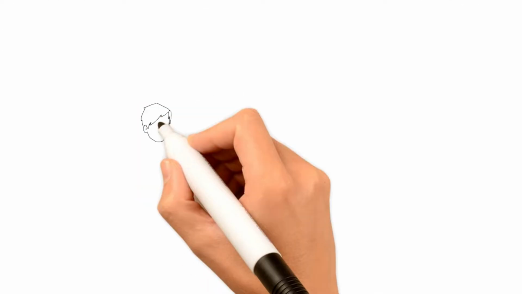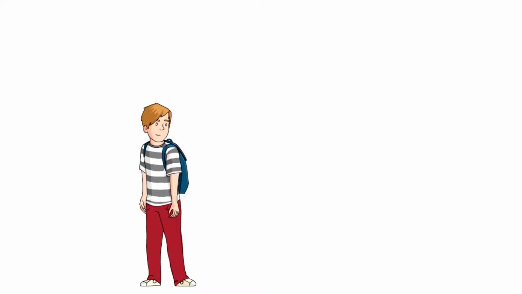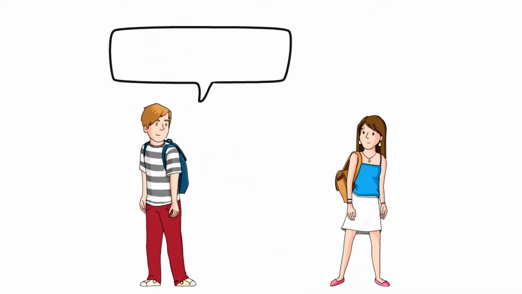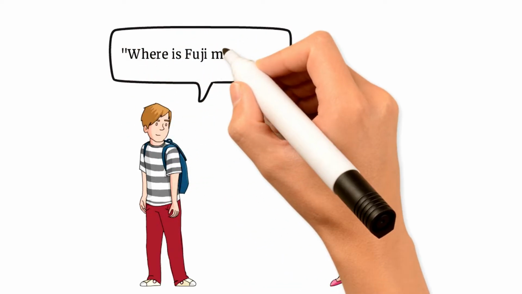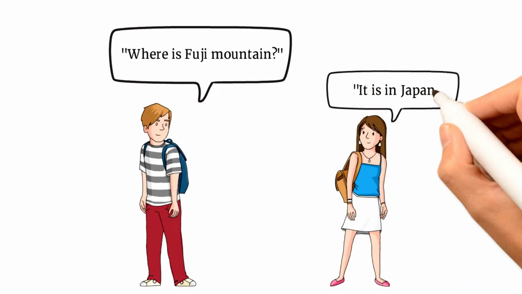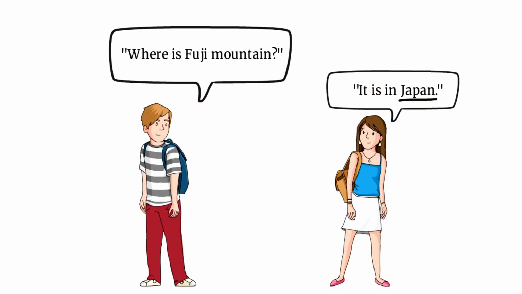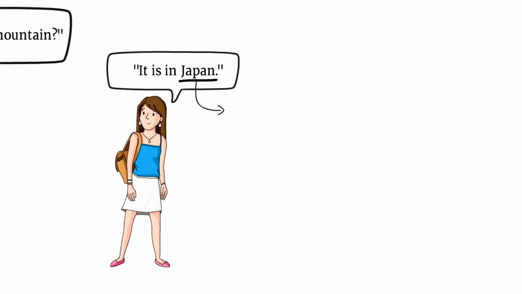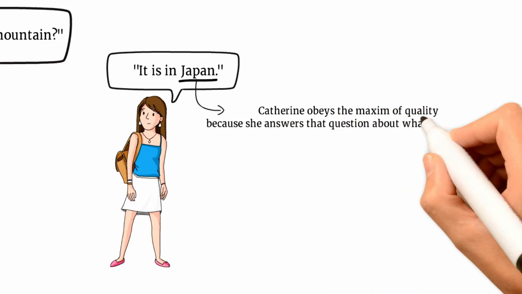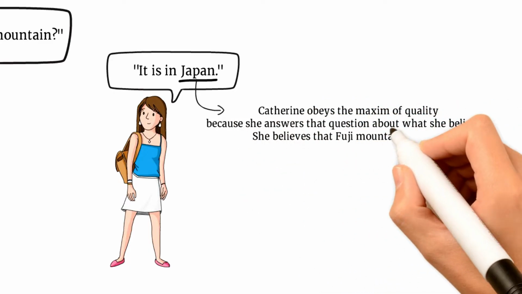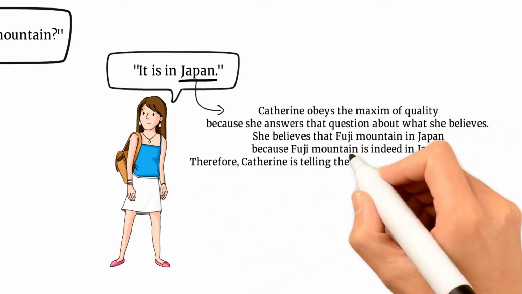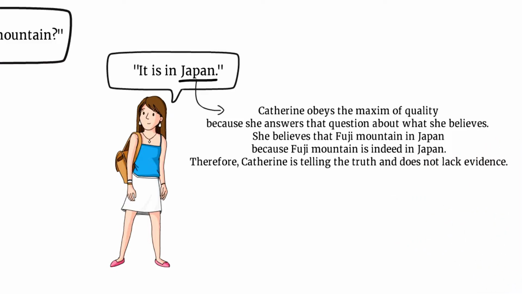Okay, we move on to the example of the maxim. The first one is, there is a conversation between Andreas and Catherine. Andreas asks about the location of Fuji Mountain. Catherine then answers, "It is in Japan." From this conversation, Catherine obeys the maxim of quality because she answers that question about what she believes. She believes that Fuji Mountain is in Japan because Fuji Mountain is indeed in Japan. Therefore, Catherine is telling the truth and doesn't lack evidence.